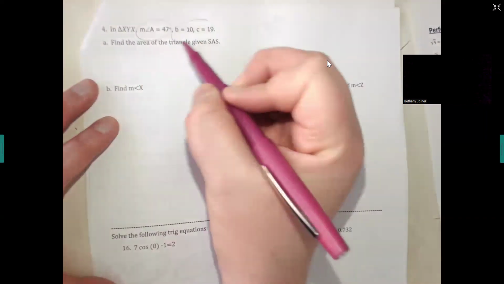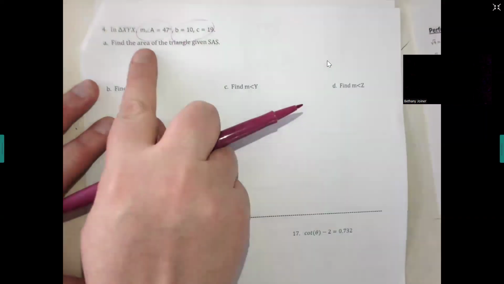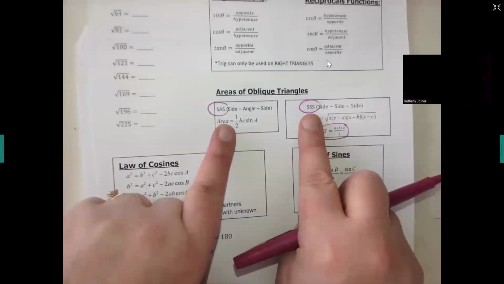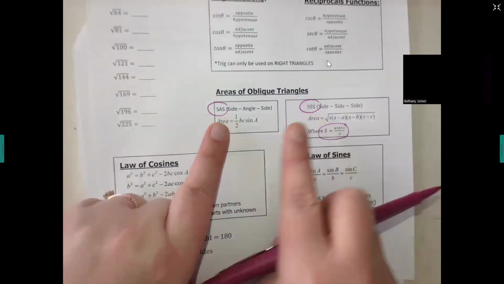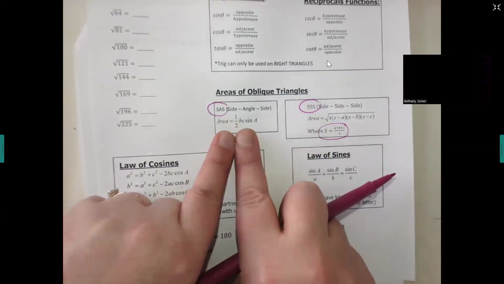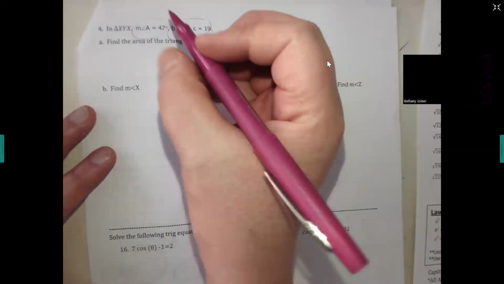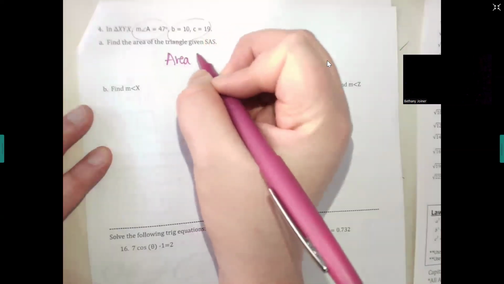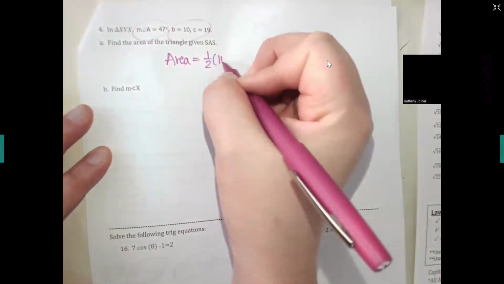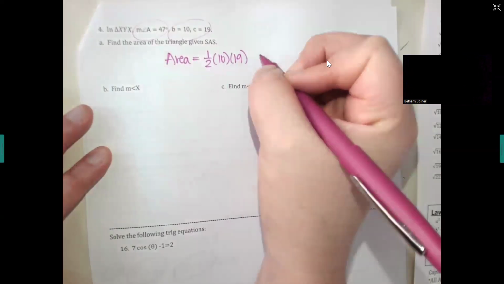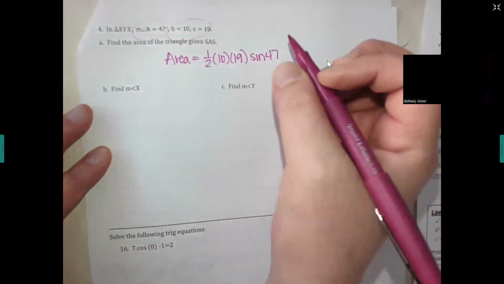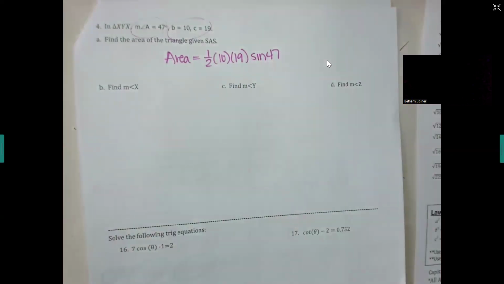Okay, next one, you have an angle and you have 2 sides and you're asked to find the area. So can you look on your formula chart for where the area equation is? Remember, there are 2 choices. But if I have side angle side, I want to use this one. 1/2 BC sine A. B and C are the sides. So area would be 1/2 10 times 19 and then sine 47. And then you just literally put that in the calculator.